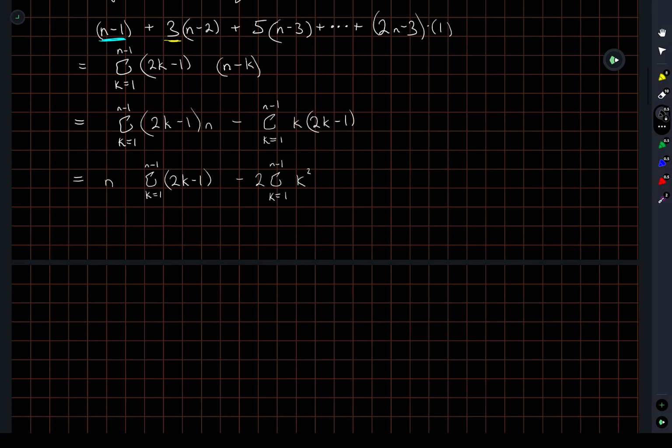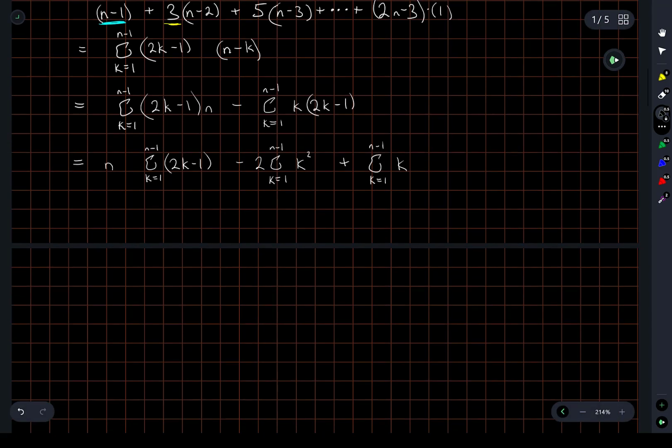Sum of squares, is there a formula for that? I don't know. Maybe, probably. Could look that up. And then I have plus the sum as k goes from 1 to n minus 1 of just k. And that certainly has a closed form expression.